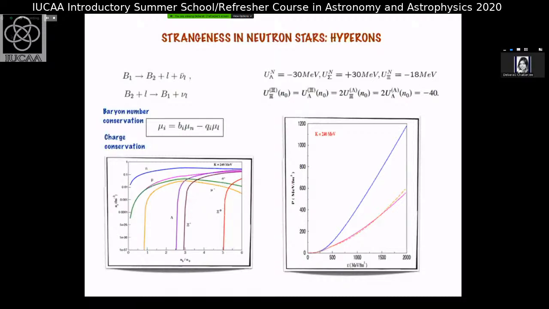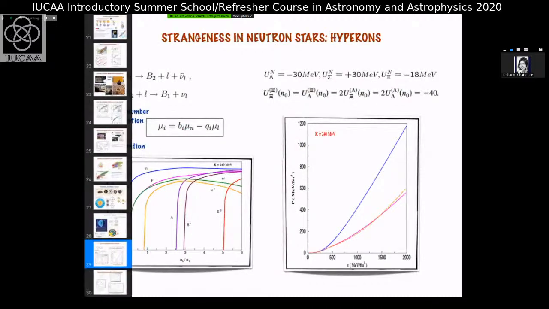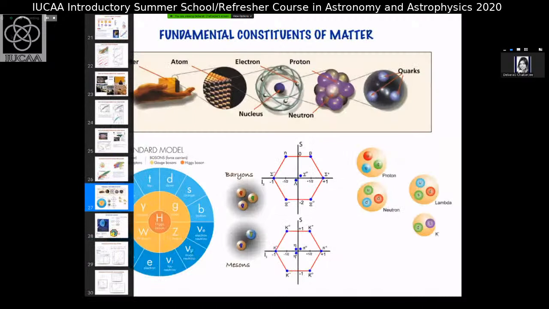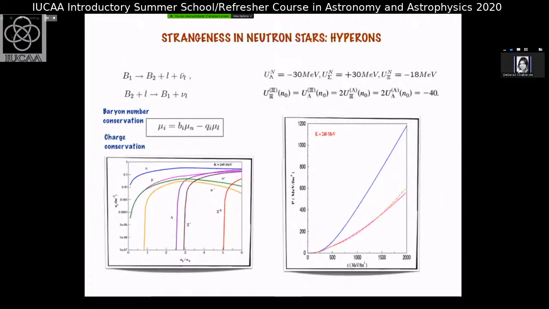In the strangeness fraction plot at the bottom, you see that these different baryons are appearing. The neutrons and the protons are there in the beginning, at low densities, and when the density starts to increase and the threshold condition is achieved, the lambda, the sigma, and the cascade baryons start to appear. In the previous slide, you can see that in the baryon octet, the next higher mass baryons are the lambdas, the sigmas, and the cascades. These are the ones which appear in this plot at high densities.